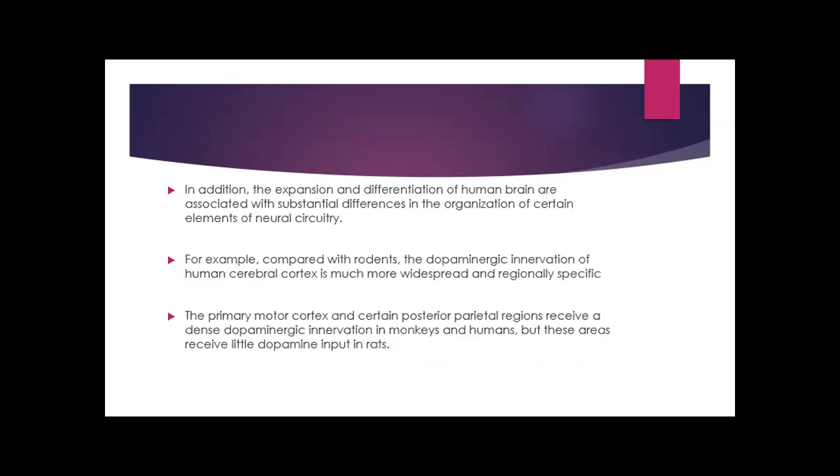In addition, the expansion and differentiation of human brain are associated with substantial differences in the organization of certain elements of neural circuitry. For example, compared with rodents, the dopaminergic innervation of human cerebral cortex is much more widespread and regionally specific. The primary motor cortex and certain posterior parietal regions receive a dense dopaminergic innervation in monkeys and humans, but these areas receive little dopamine input in rats.